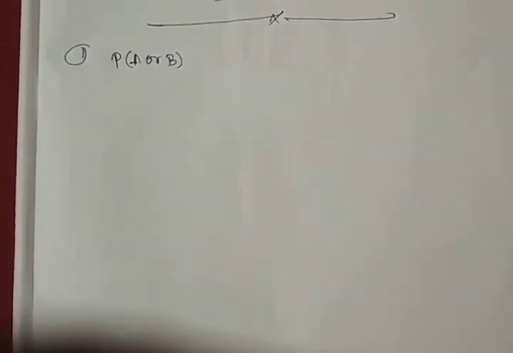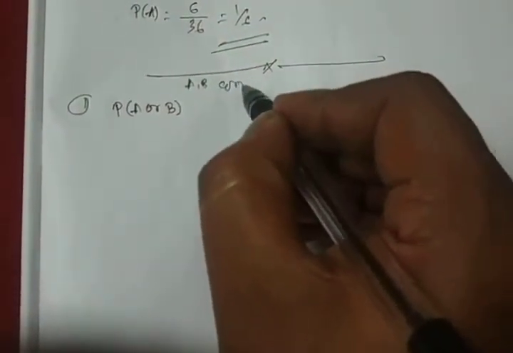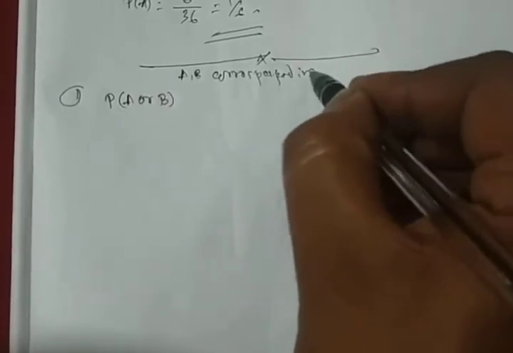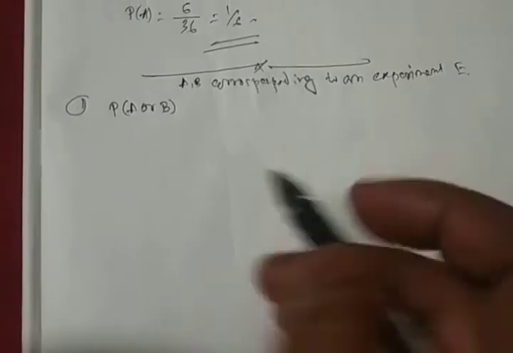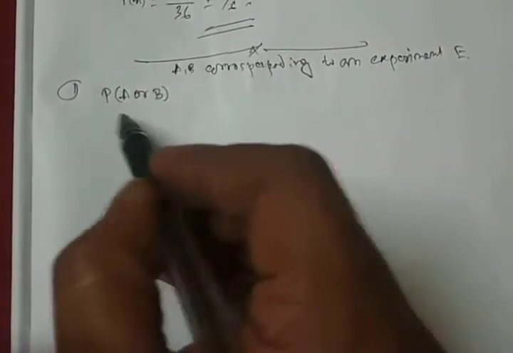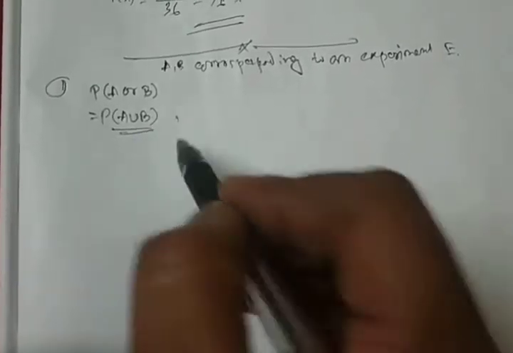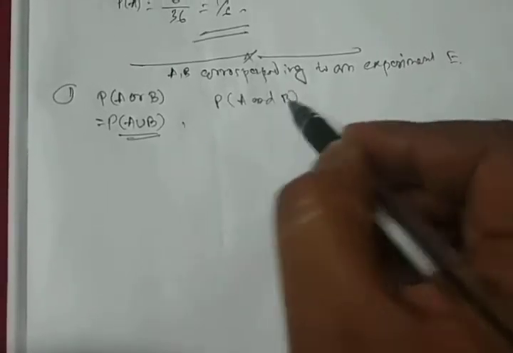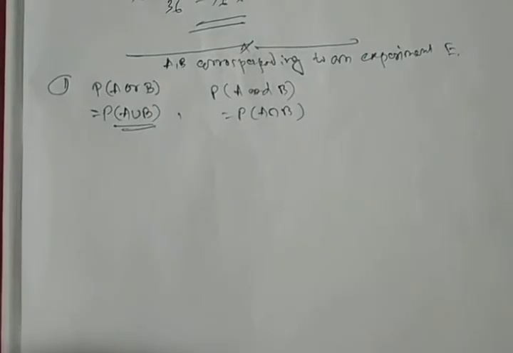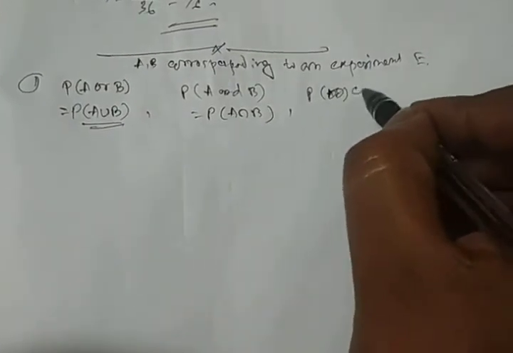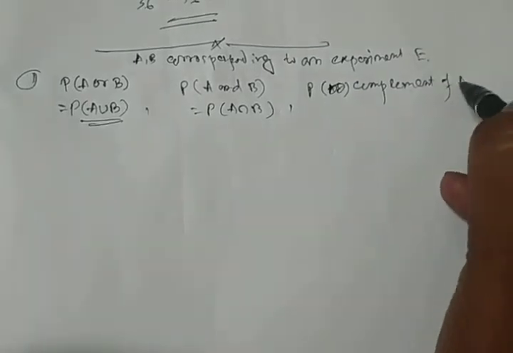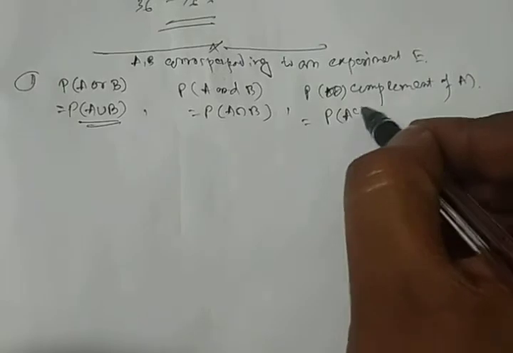Let's say A and B are two events corresponding to an experiment E. So probability of A or B is denoted as P of A union B. Also P of A and B, which is denoted by P of A intersection B. Also we have the probability of the complement of A, that means not A, which is denoted as P of A complement.